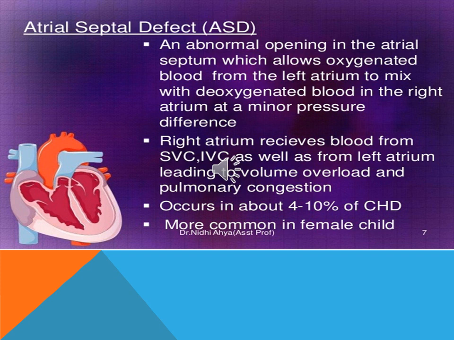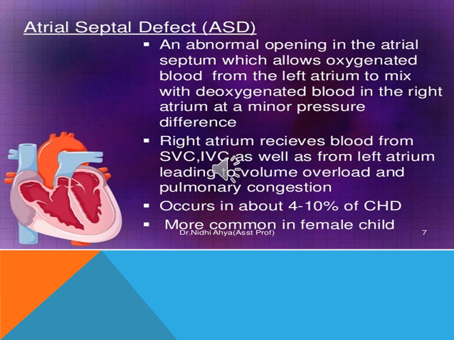The blood is coming from the superior and inferior vena cava from the left side under high pressure. Because the left side is ventilated well, more oxygenated blood will be mixed with the deoxygenated blood. So there will be volume, and this volume will produce much more pressure load on the right ventricle.